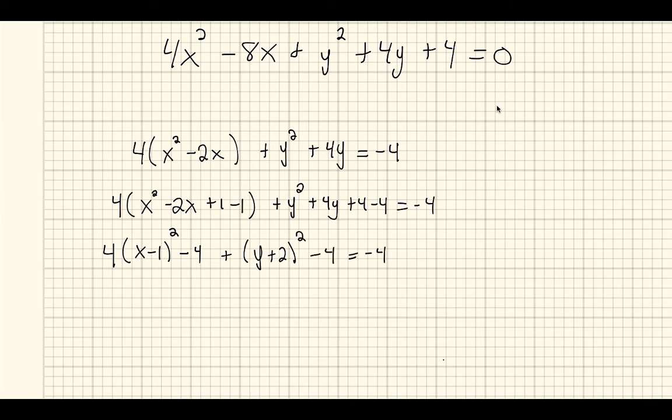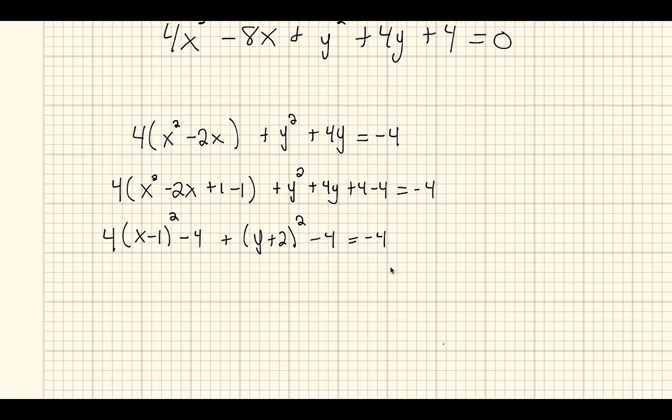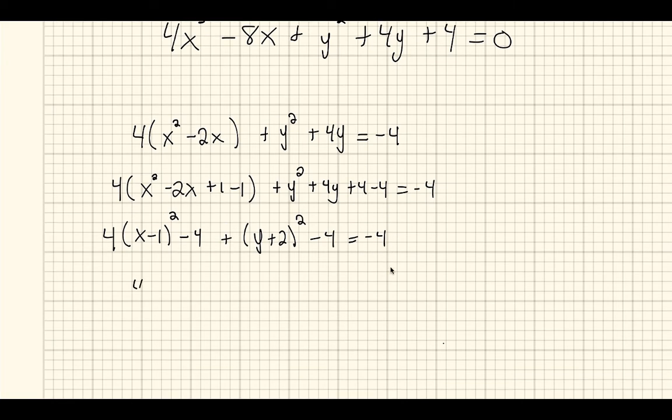Okay, minus 4 equals negative 4. Move these two constants over to the other side. So together, minus 4 and minus 4 is a negative 8. But if we add that to a negative 4 over here, it's going to give us a positive 4 on the other side. So we have 4 times (x minus 1) squared plus (y plus 2) squared equals 4.